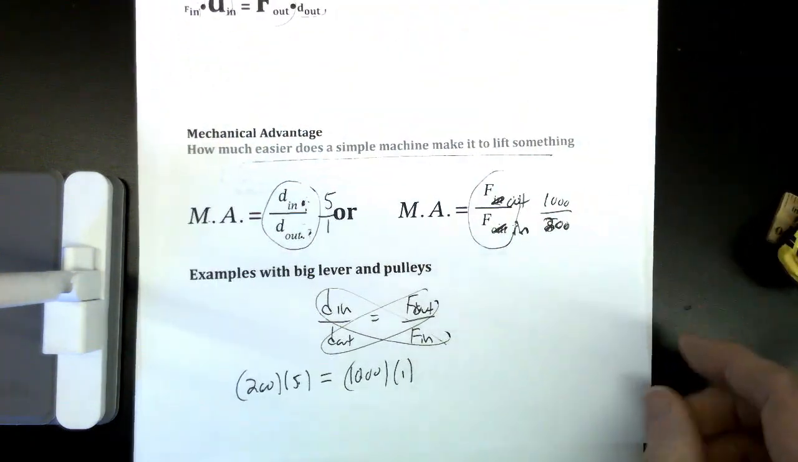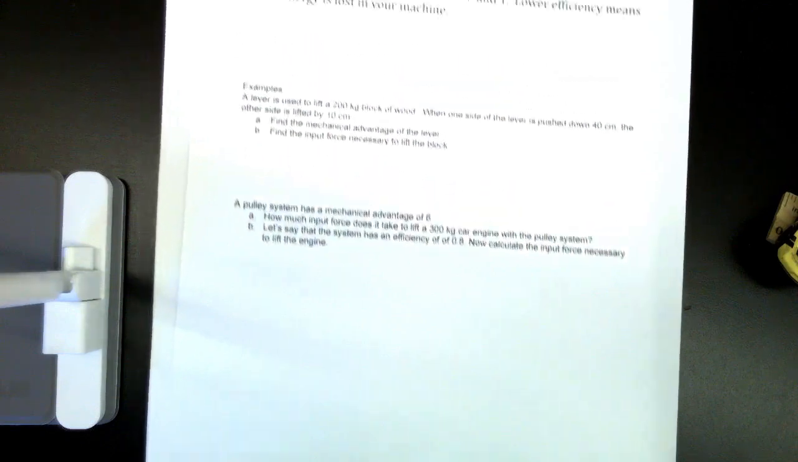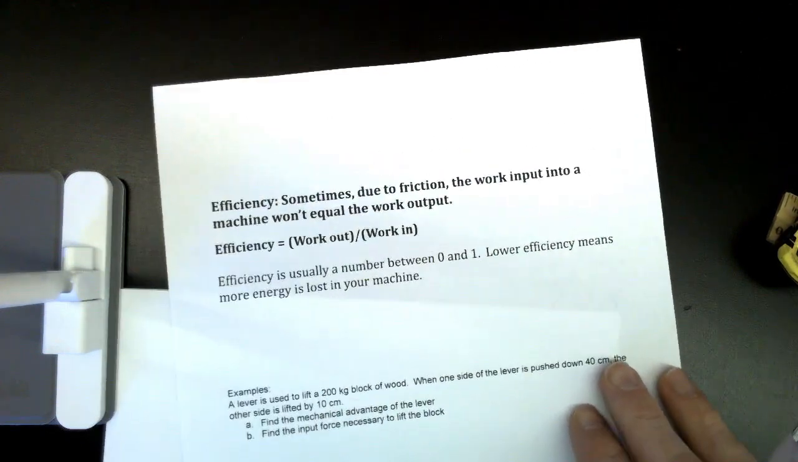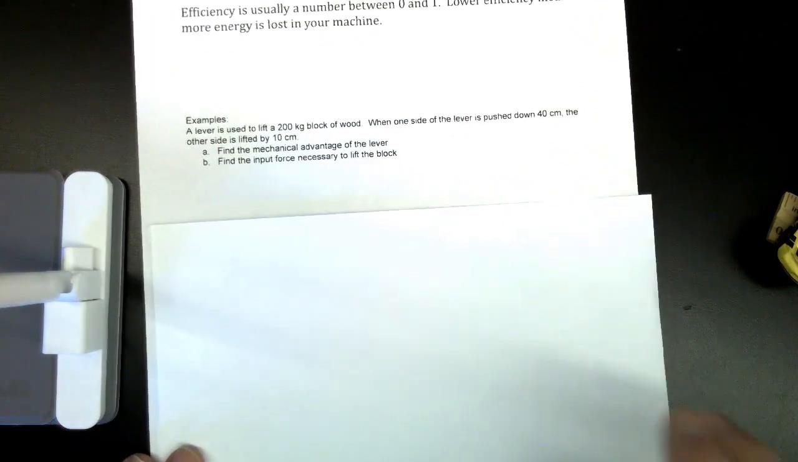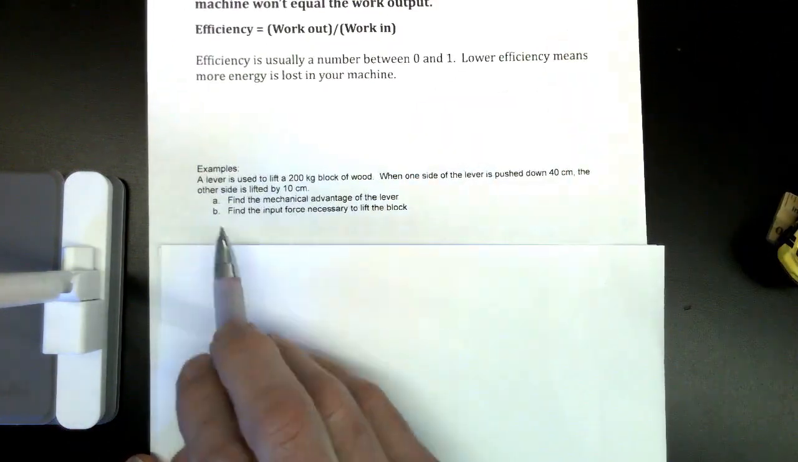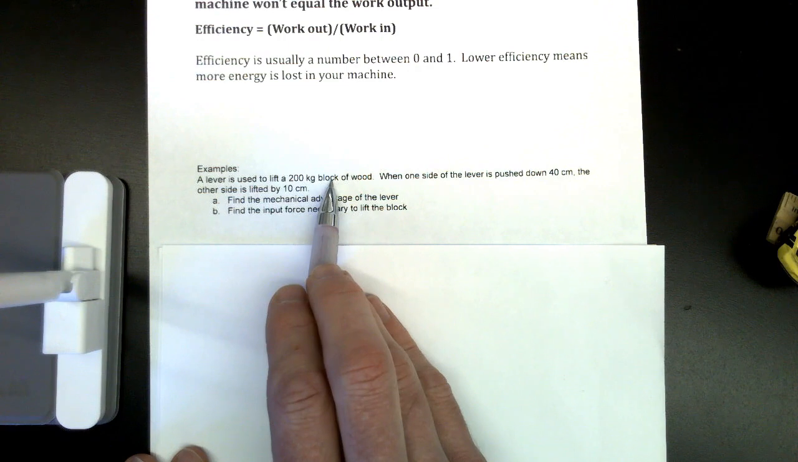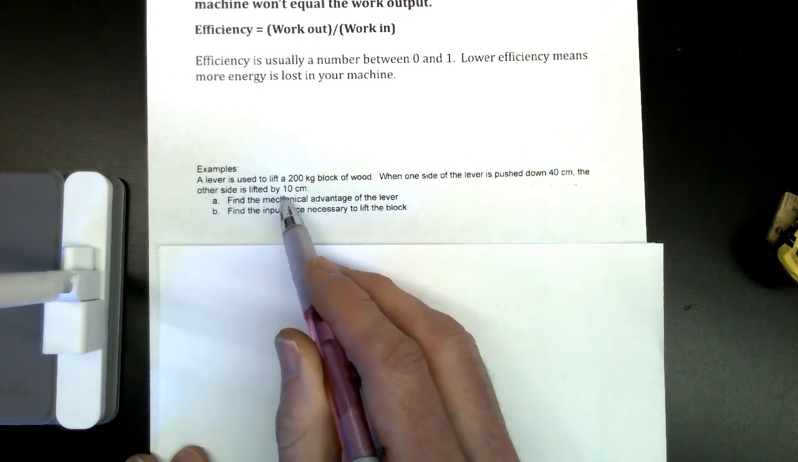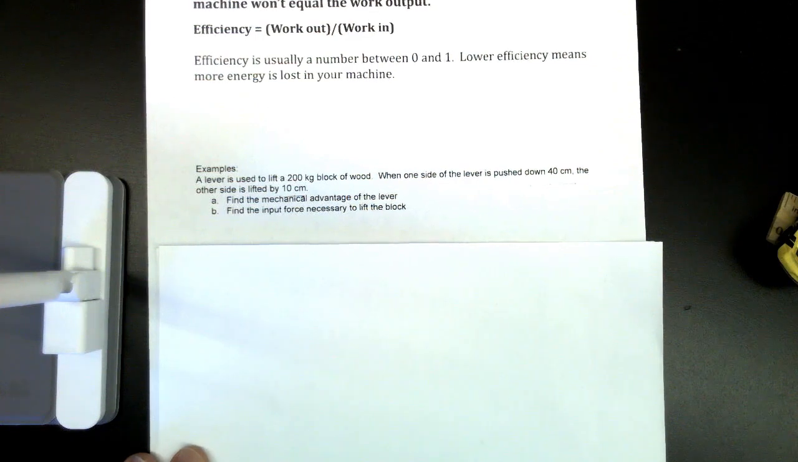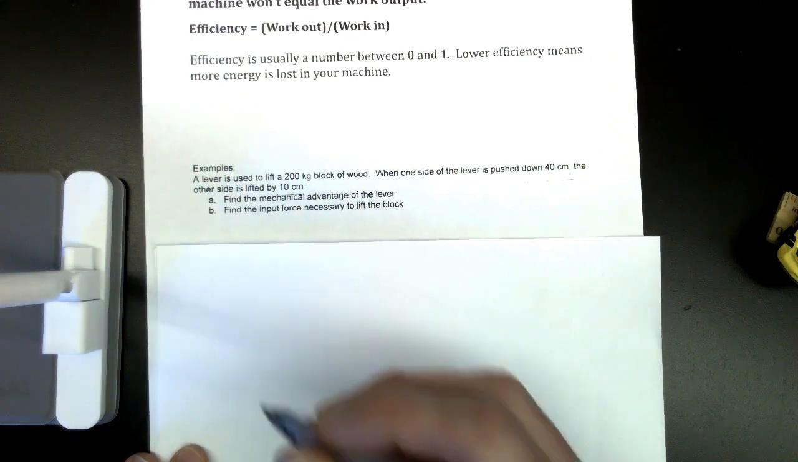So let's just do a couple quick examples over here. Okay, we'll talk about efficiency in just a minute, so hang on to that efficiency thing. So here's a quick example. It says, a lever is used to lift a 200 kilogram block of wood. When one side of the lever is pushed down 40 centimeters, the other side is lifted by 10 centimeters. And question A says, find the mechanical advantage of the lever.